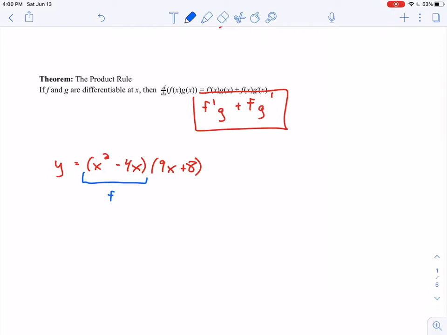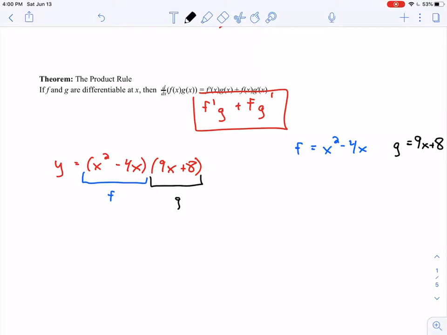So you can label that underneath, or even if you need to, off to the side, say, all right, f is x squared minus 4x, if it helps you to organize your information. And then I have another function, which I will call g right here. g is equal to 9x plus 8. So here are my two functions, f and g.